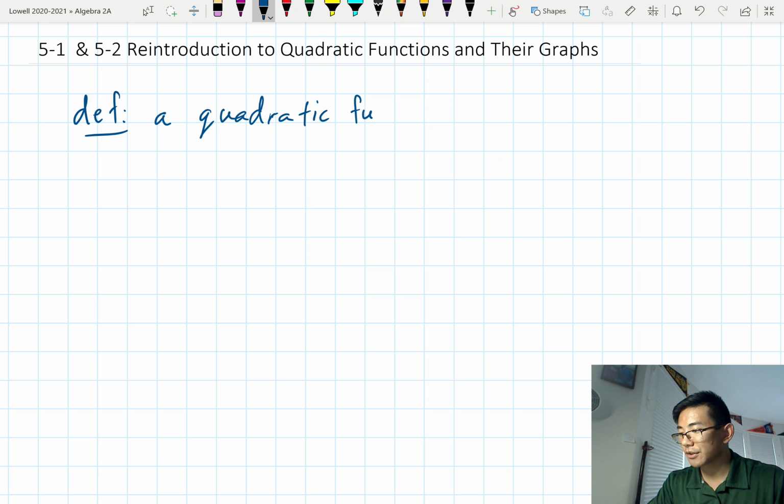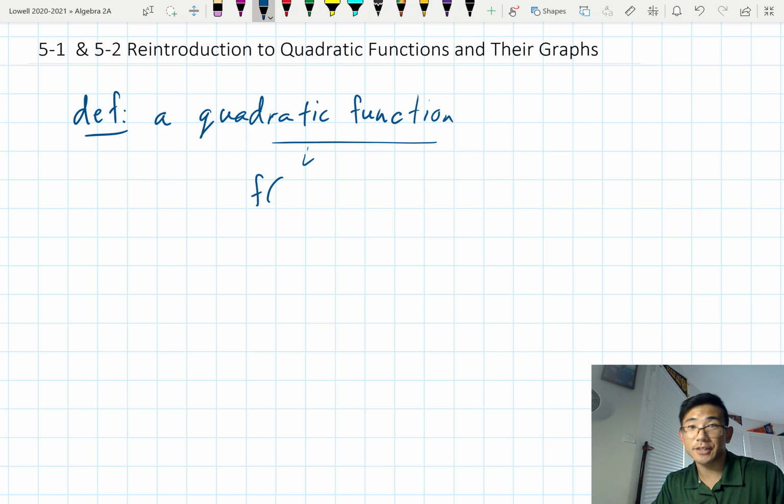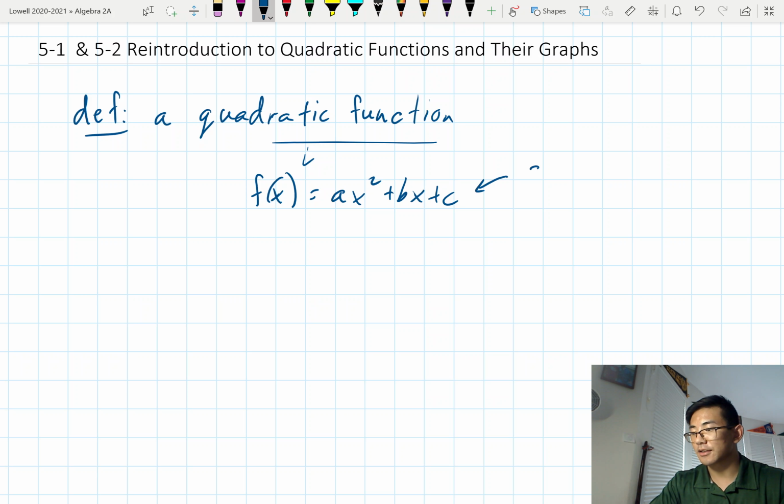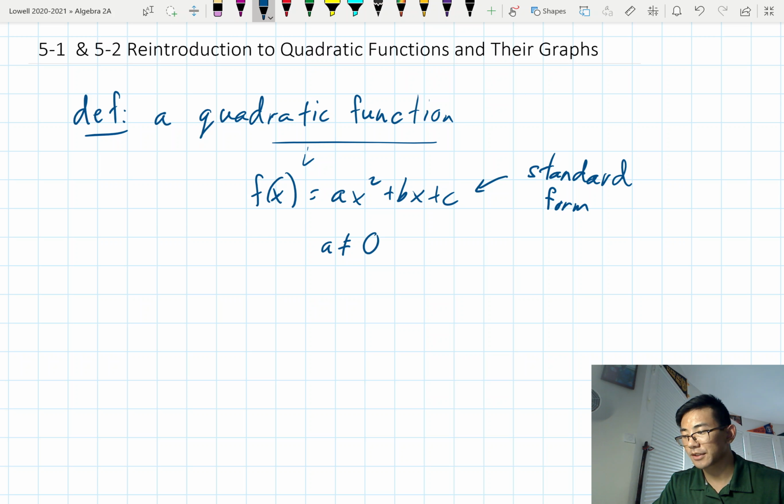So a quadratic function is something of this form. Because it's a function, it makes sense to use function notation. So f of x is equal to ax squared plus bx plus c. This would be in standard form. We're going to talk later about how there are other forms. So this is standard form. And of course, a cannot be 0. Let's not forget that part.